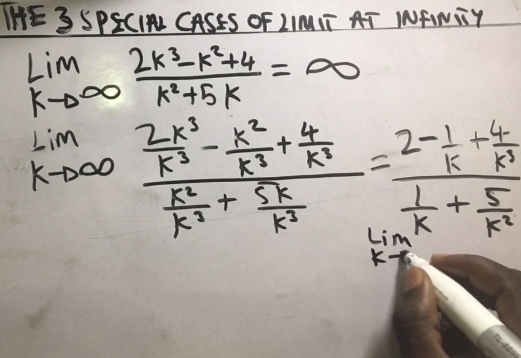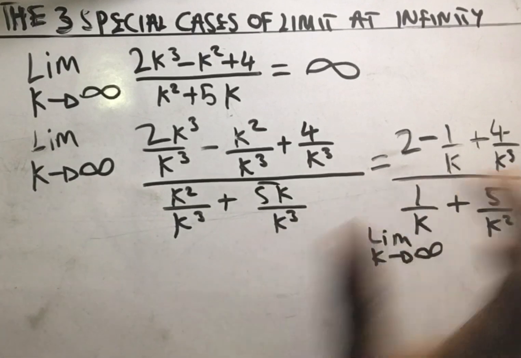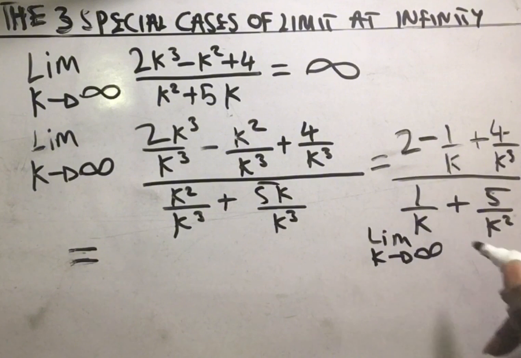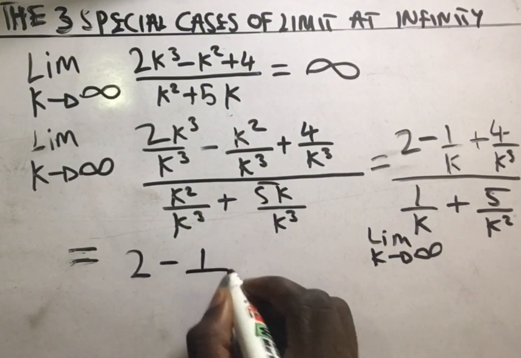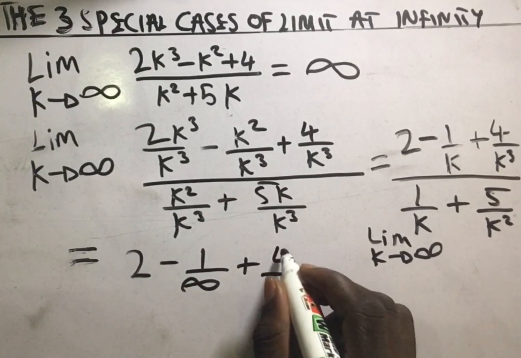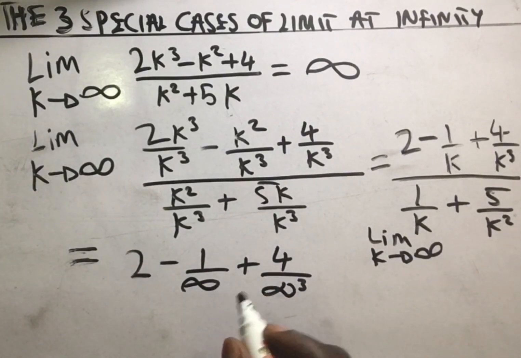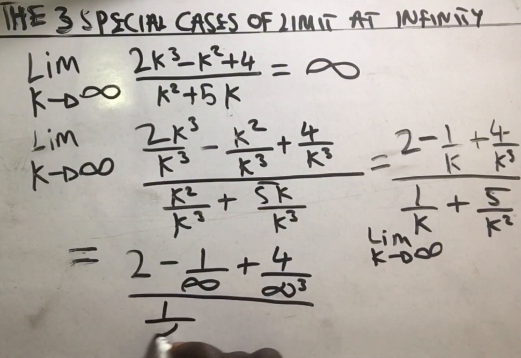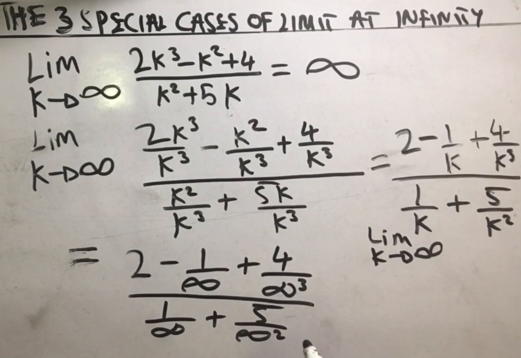k still approaches what? Infinity. So let us substitute the value of infinity into this simplified function. Substituting the value of infinity into this new function, we are going to have 2 minus 1 over infinity plus 4 over infinity cubed. Of course, we know infinity cubed is still infinity because infinity could be a very big number in this sense. And 1 over infinity plus 5 over infinity squared. So this is the resulting function.